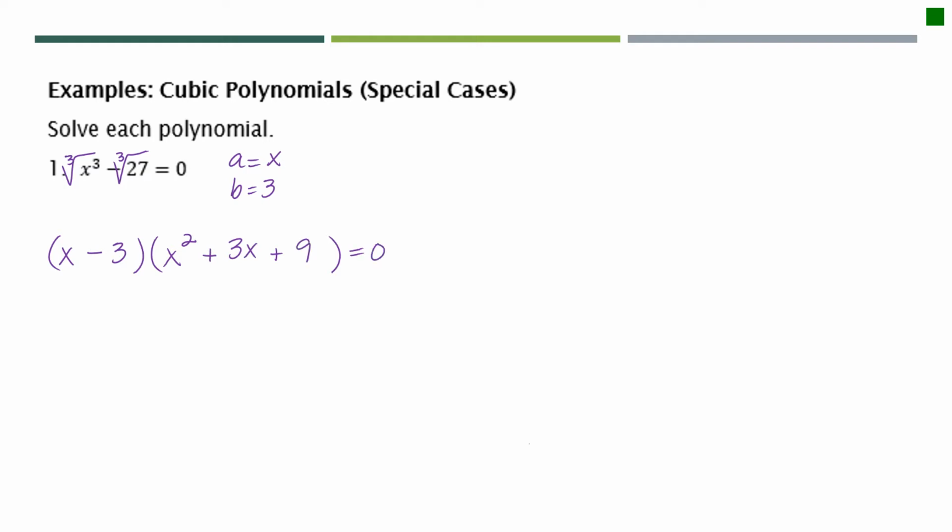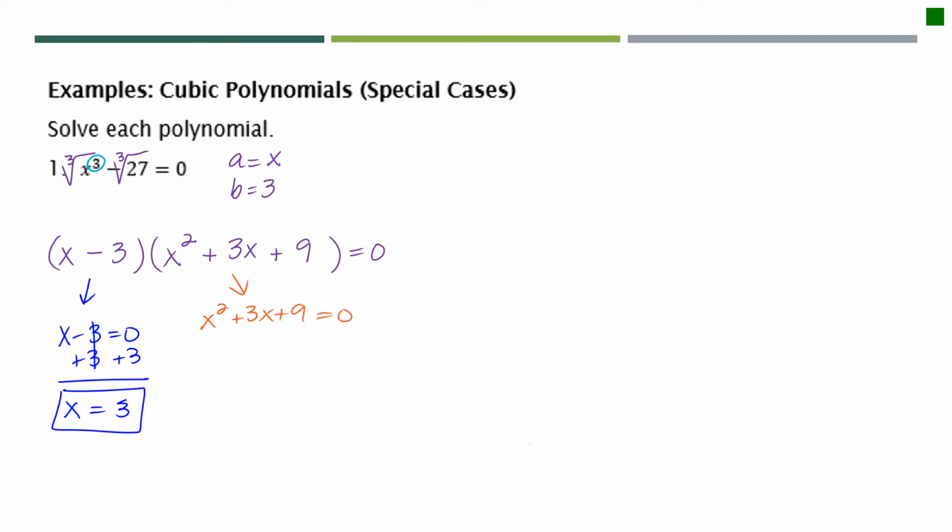Now I have 2 sets of parentheses. I'm going to set each one equal to 0. So I'm going to do x minus 3 equals 0. This one's pretty easy to solve. Add 3 to both sides. X equals positive 3. So I have one of my answers. Oh, and one thing I wanted to mention that I didn't yet. Whatever the degree is, which is 3, that's how many answers we should get. So I have one of my 3 answers so far. Now I'm going to take this one and set it equal to 0. This one is going to be a little bit more work.